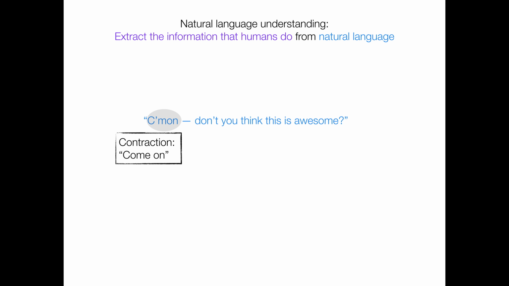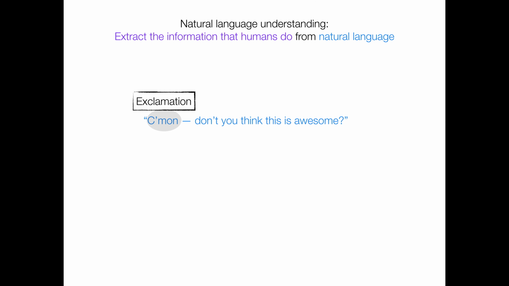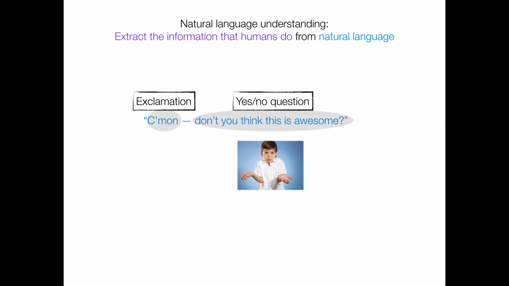So for example, come on is a contraction of come on. Don't is a contraction of do not. The form of come on is really an exclamation or an exhortation. The second part, don't you think this is awesome, is a yes-no question. It's a question whose response is on the surface, yes or no. Don't you think this is awesome, yes or no, right?